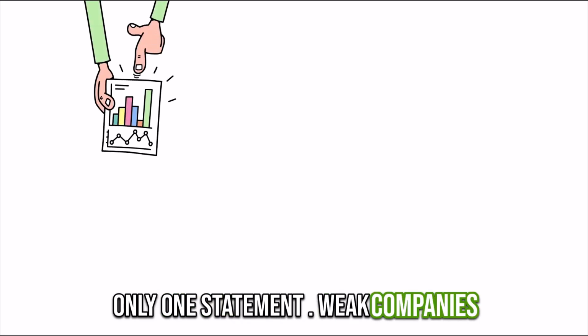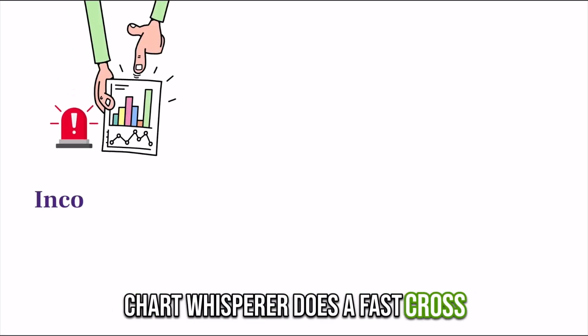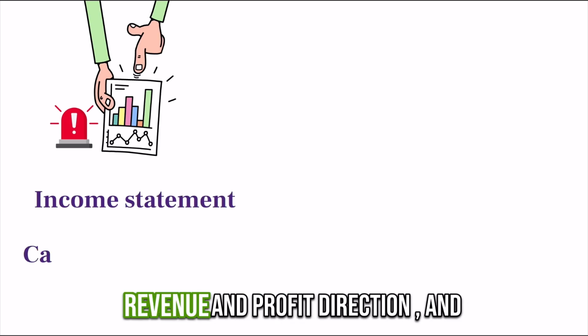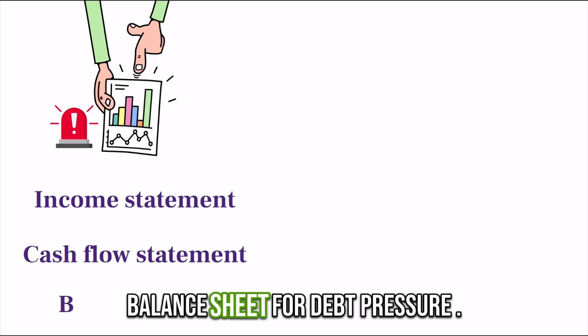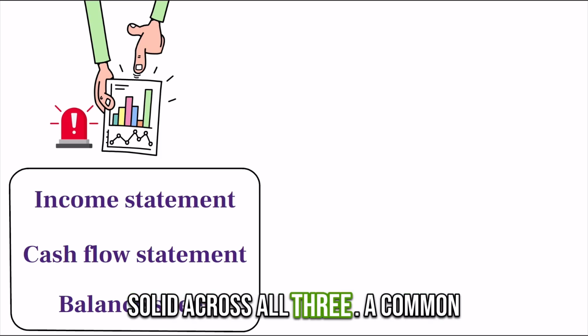Don't stop after checking only one statement. Weak companies can hide problems, and that's risky. Chart Whisperer does a fast cross-check. Income statement for revenue and profit direction, and balance sheet for debt pressure. Strong businesses usually look solid across all 3.